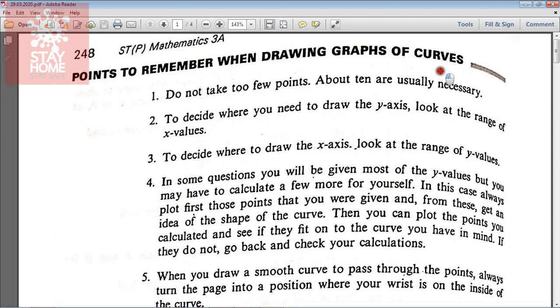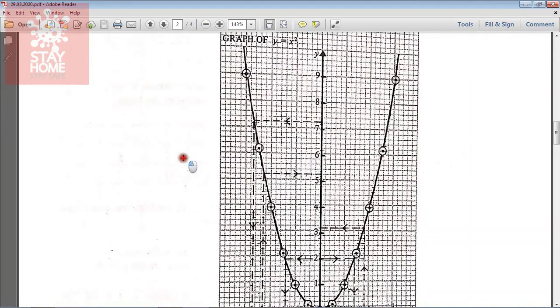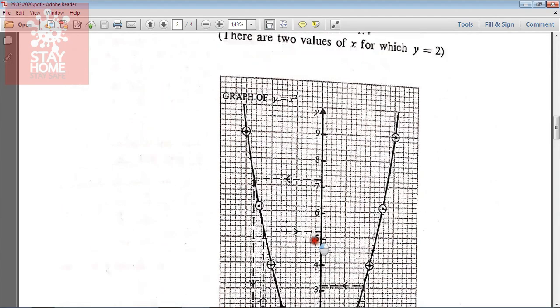have two curves. Point number 1, do not take too few points. About 10 are usually necessary. Means that on the x-axis and on the y-axis, at least 9 or 10 points on the y-axis and 9 or 10 points on the x-axis.